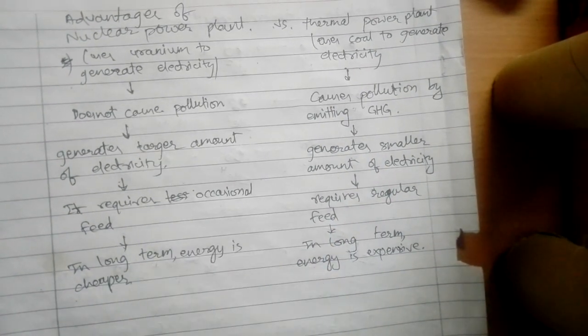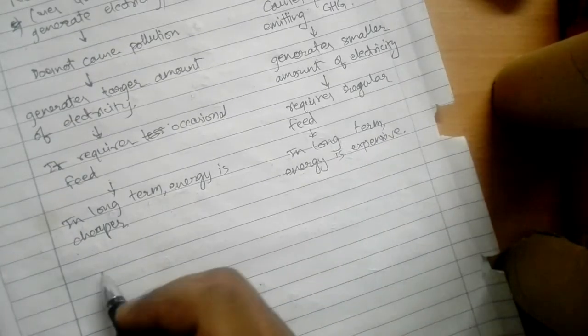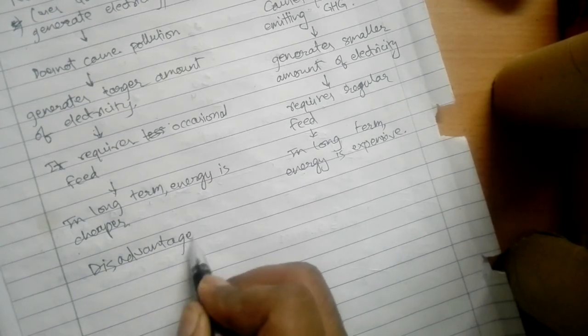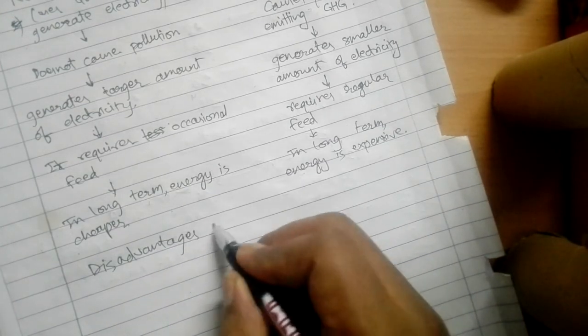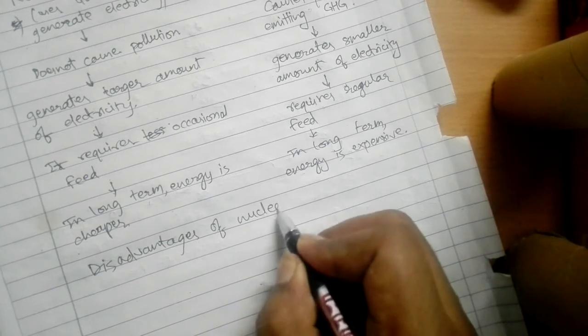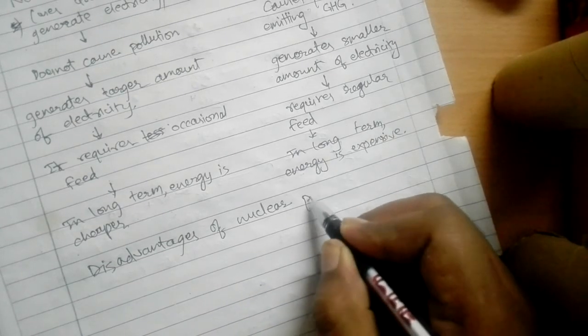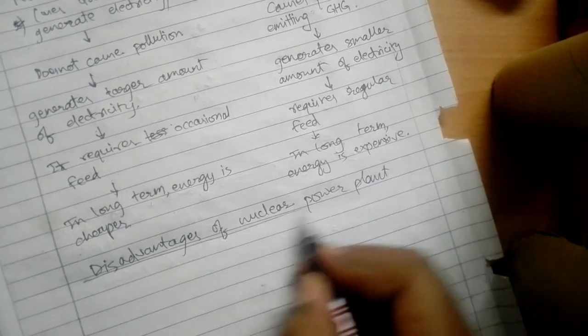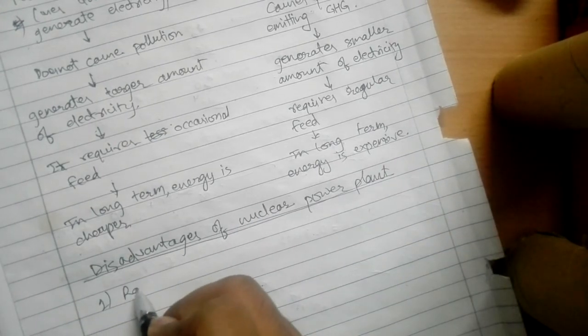Okay, these are the advantages of a nuclear power plant, but there are certain disadvantages as well. And when I say disadvantage, it is not a small disadvantage but serious disadvantages that require global attention and control. And one of the most important disadvantages is radiation pollution.